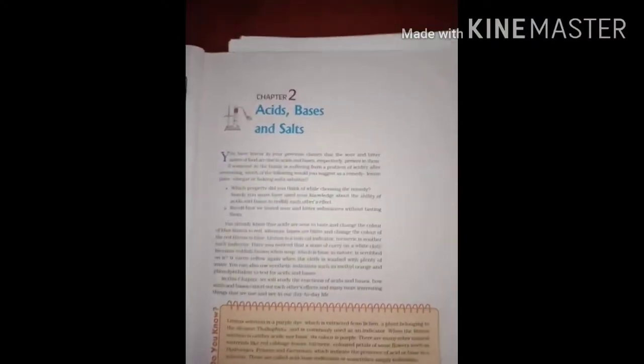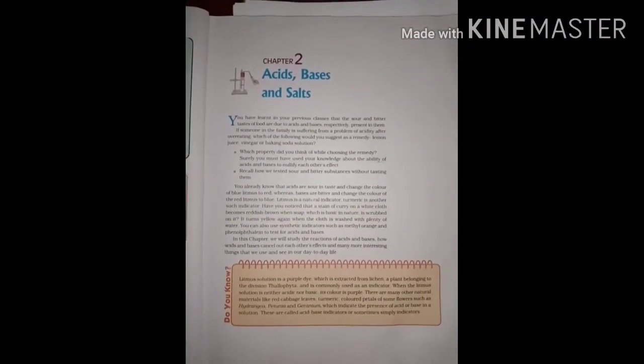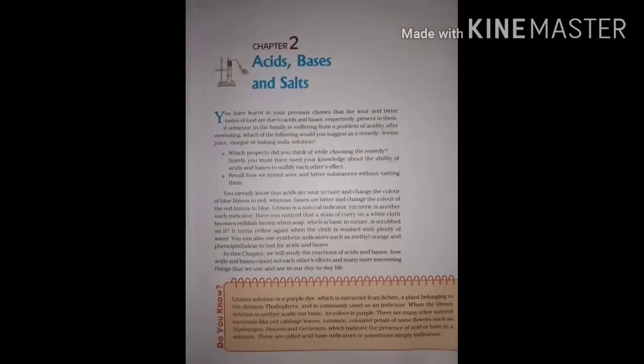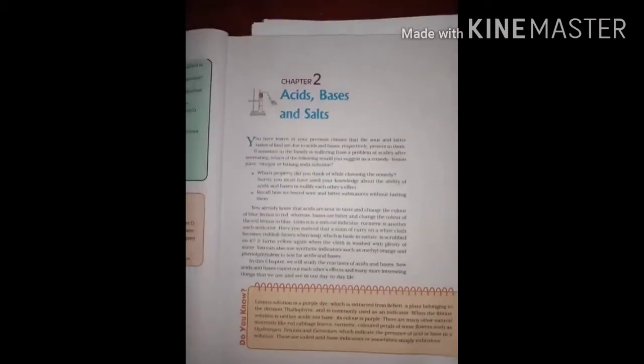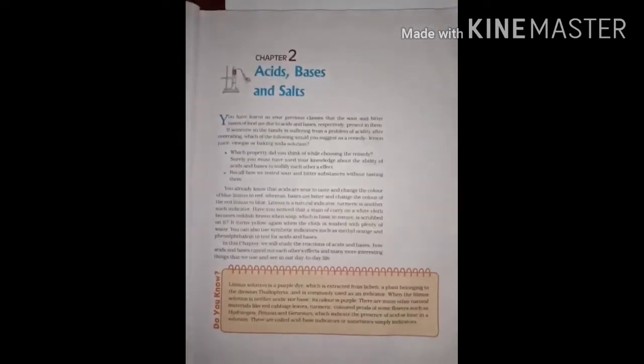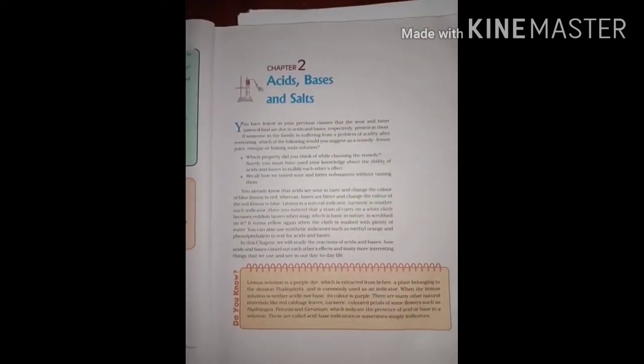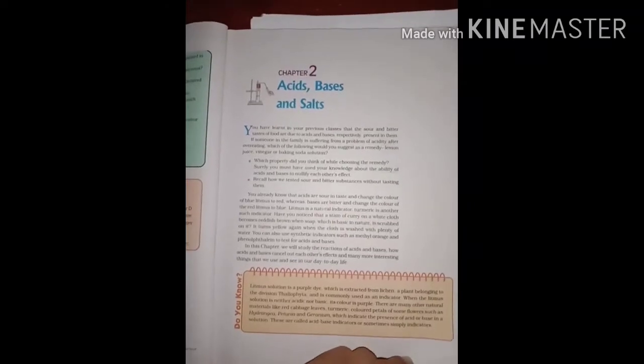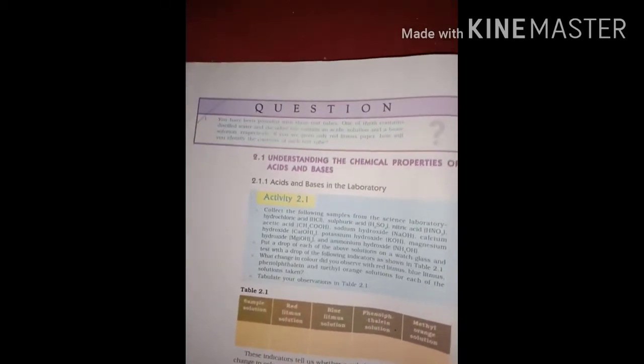Okay. Dear students, in this chapter, acids, bases, and salts, in the beginning they have explained about the litmus paper. So what is the property of the litmus paper? What is the role of the blue litmus paper? What is the role of the red litmus paper? That you should learn. Then they have explained one experiment, where you are given 3 samples, and when you add the indicator, red litmus paper, the solution will turn into another color.